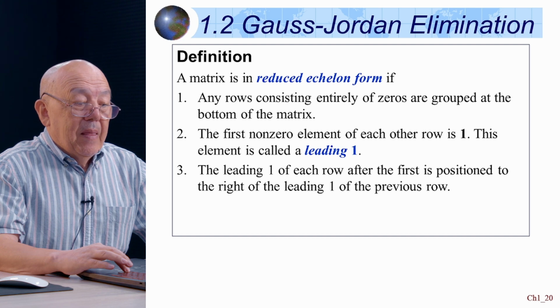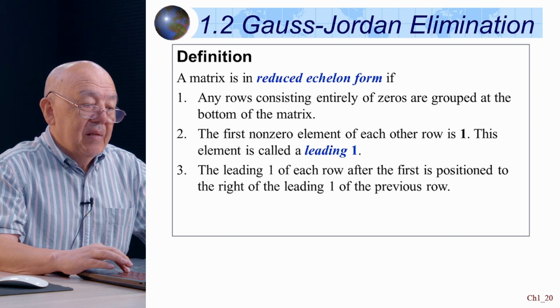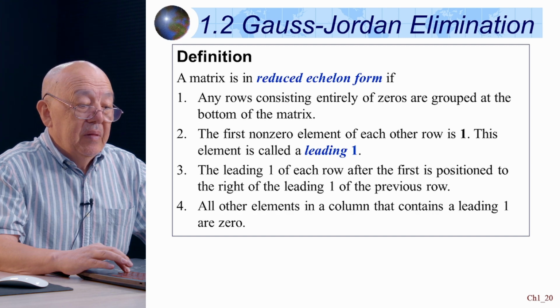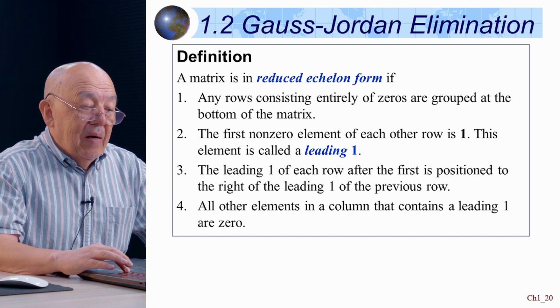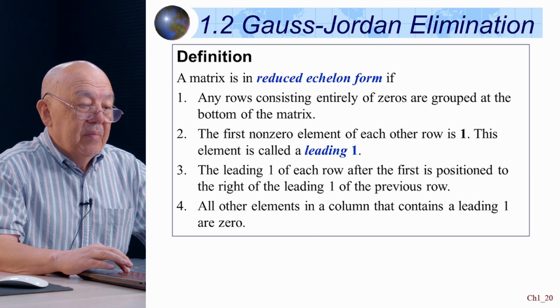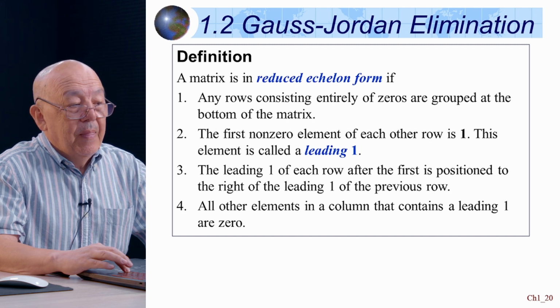Next, the leading one of each row after the first is positioned to the right of the leading one of the previous row. All other elements in a column that contains a leading one are 0. These are the conditions that define a matrix to be in reduced echelon form.